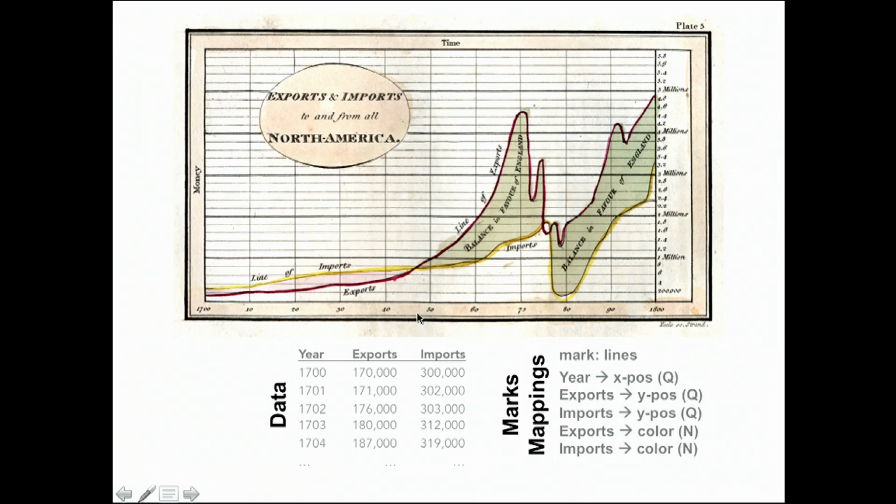If we're willing to have multiple lines, then we can also map imports to y position, and we get this yellow line of imports. And so that's the way you can think about constructing this kind of chart and making a very effective chart, because it's based on the perceptual effectiveness of the visual variables.